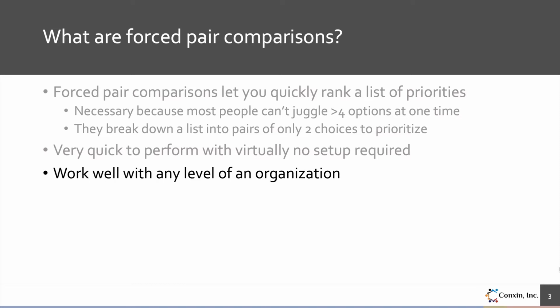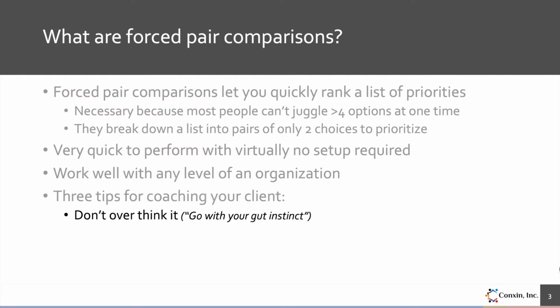Now, there are 3 tips to keep in mind, even though this is easy. Number 1, don't overthink it. You'll be showing lists of pairs and you'll want to encourage the people that are deciding just to go with your gut instinct. Look at the 2. You may have specific reasons you want to pick one or the other, and those are good. But in general, don't overthink it.